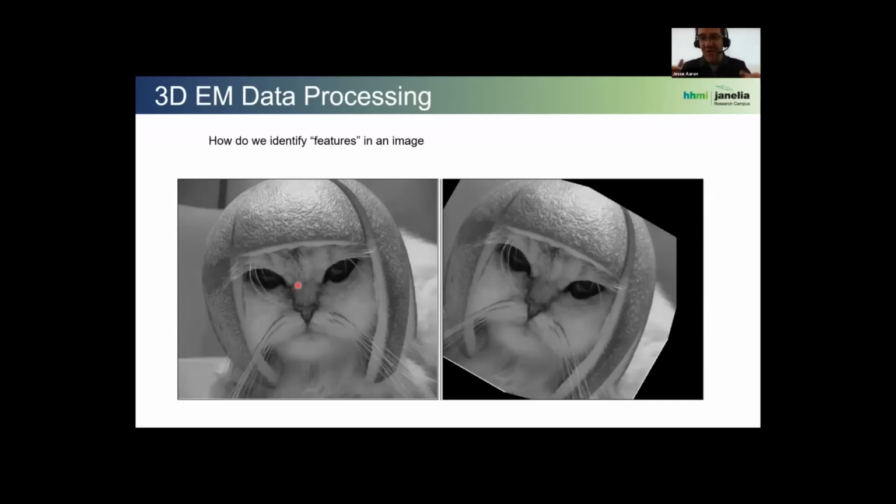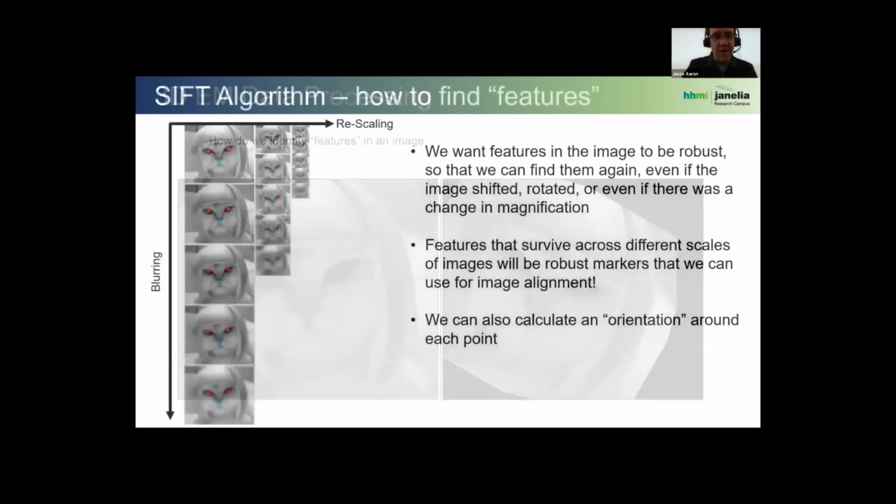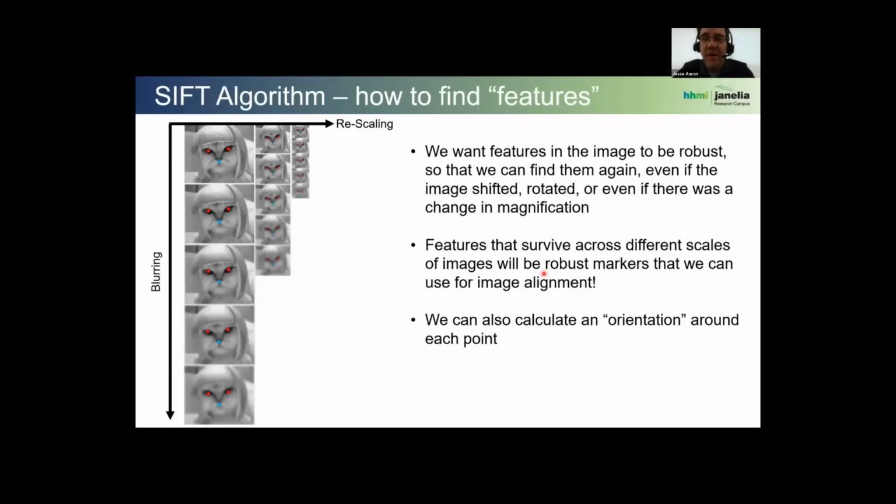And our brains are great at doing this. We can look and see, oh, this is clearly the same image. It's just been shifted and rotated slightly. But how do we get a computer to do this? Well, there are lots of different ways that we can do this, but I'm going to talk about the one I think is probably most commonly used.